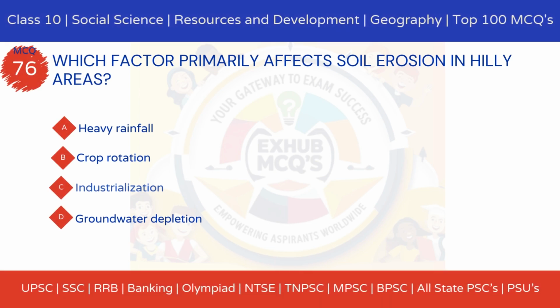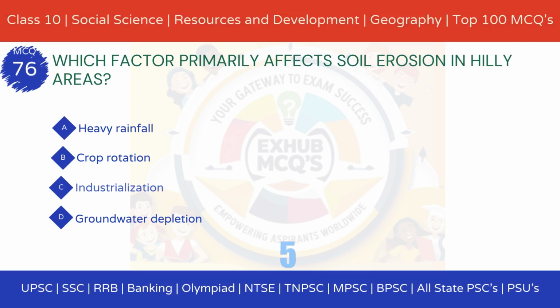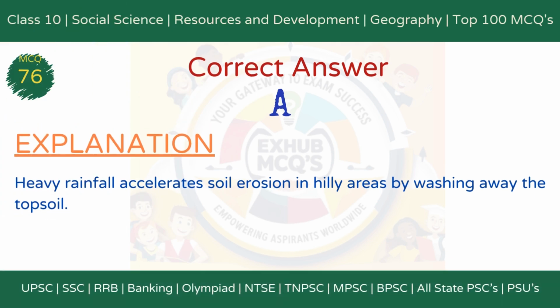MCQ 76. Which factor primarily affects soil erosion in hilly areas? Option A, heavy rainfall. Option B, crop rotation. Option C, industrialization. Option D, groundwater depletion. The correct answer is option A, heavy rainfall. Explanation: heavy rainfall accelerates soil erosion in hilly areas by washing away the topsoil.